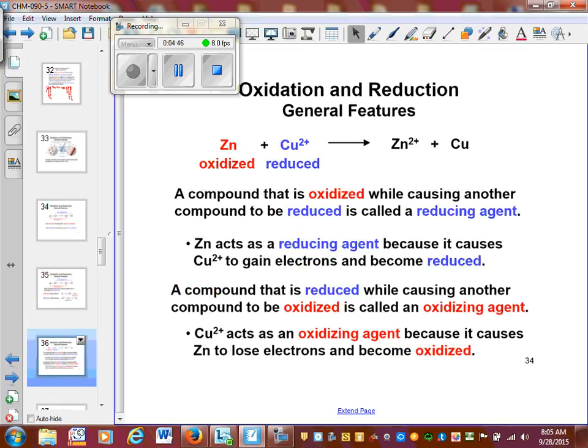So a compound that is oxidized by causing another compound to be reduced is called the reducing agent. So zinc was oxidized, so it's the reducing agent. A compound that's reduced by causing another compound to be oxidized is called an oxidizing agent. So here, Cu2+ is the oxidizing agent because it causes the Zn to be oxidized. Perfectly clear?